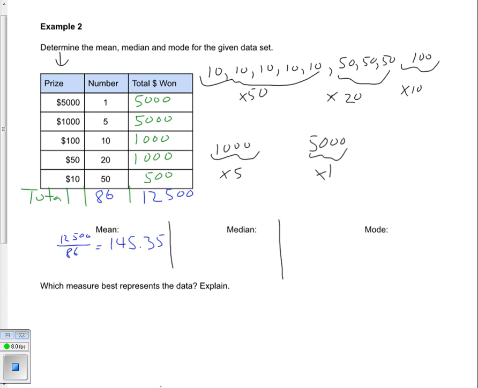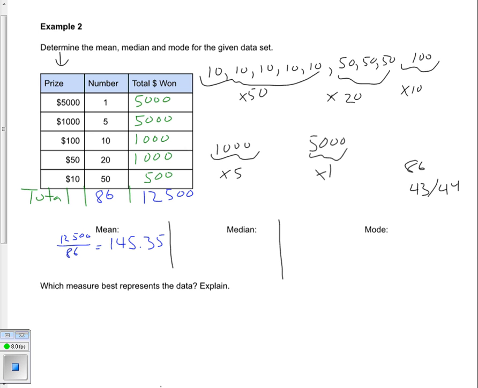So if we want to figure out the median, the middle number, well, 50 plus 20 plus 10 plus 5 plus 1 means there's 86 numbers in total. 86 is an even number, so if I take 86 and divide it by 2, it's 43. So it's the average between the 43rd and 44th numbers. Wherever that 43rd and 44th number happens, that's where the median is going to be.